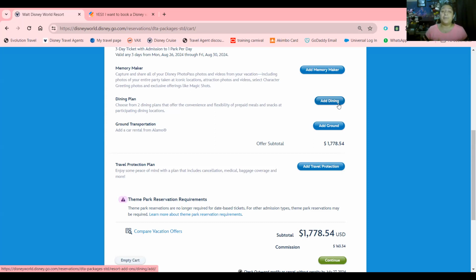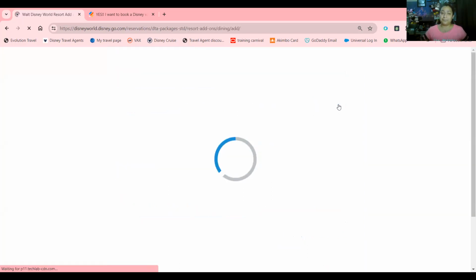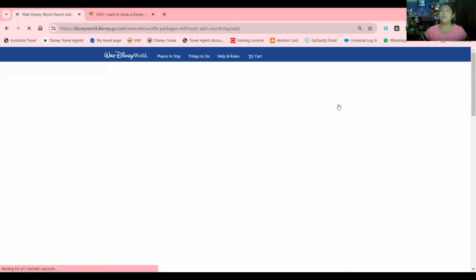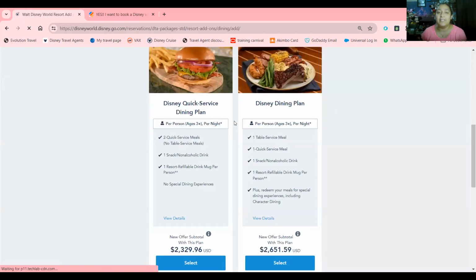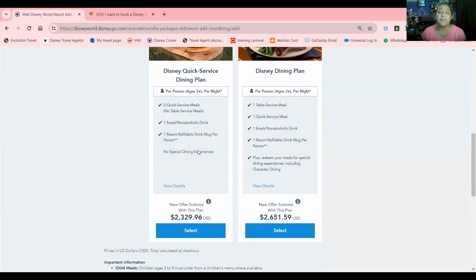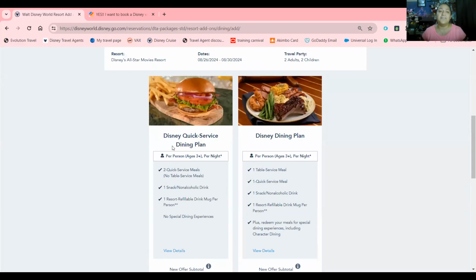You also have the opportunity of choosing between two dining plans. So let's look in here. By clicking add dining plans, there's two of them you can choose from. You have one that is called the quick service and the other one called the dining plan itself. It gives you a little bit of information here, but to make it short and sweet, one of them is kind of in and out. Get a burger, get this, sit down, eat really quick and take off.